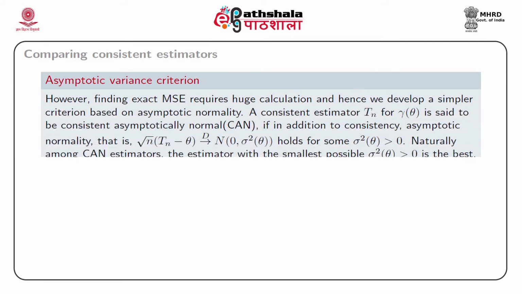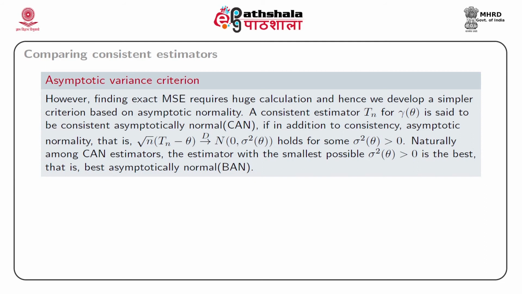It should be noted that finding exact mean square error requires huge calculation, that is, calculation of the sampling distribution, and hence we should develop a simpler criterion based on asymptotic normality, because asymptotic normality is easy to check. A consistent estimator Tn for gamma theta is said to be consistent and asymptotically normal if, in addition to consistency, asymptotic normality, that is, square root of n multiplied by Tn minus theta, converges in distribution to a normal distribution with variance sigma square theta, holds for some positive sigma square theta.